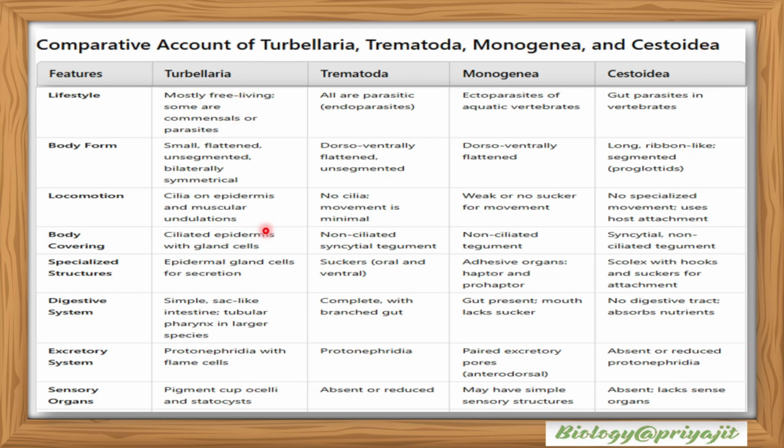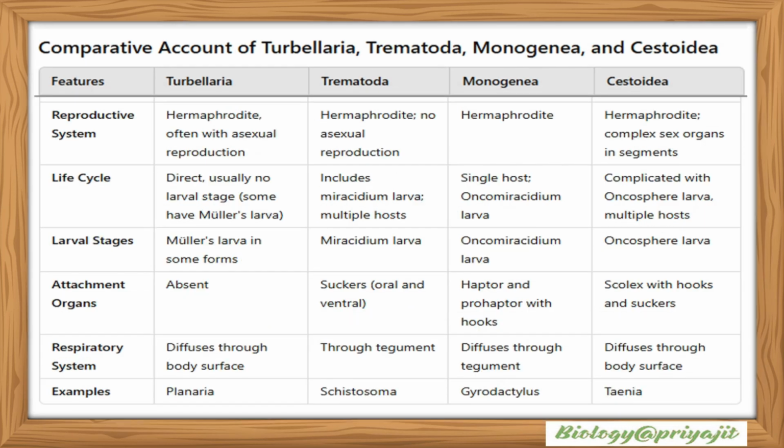Sensory organs. Turbellaria has pigment cup ocelli and statocyst. In Trematoda, sensory organs are absent or reduced. Monogenea may have simple sensory structures, but Cestoda lack sense organs. Reproductive system. Turbellaria are hermaphrodite, often with asexual reproduction. Trematoda are also hermaphrodite but have no asexual reproduction. Monogenea are hermaphrodite. Cestoda are hermaphrodite, but complete sex organs are found in segments.